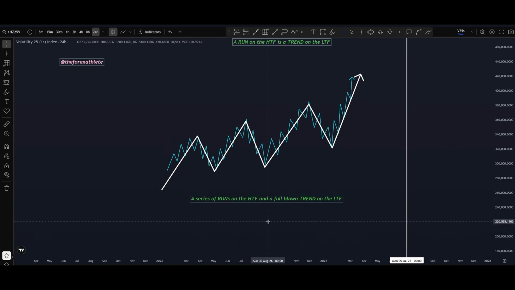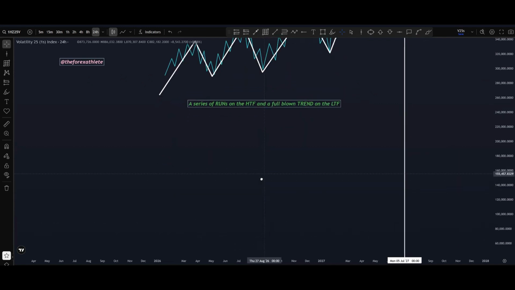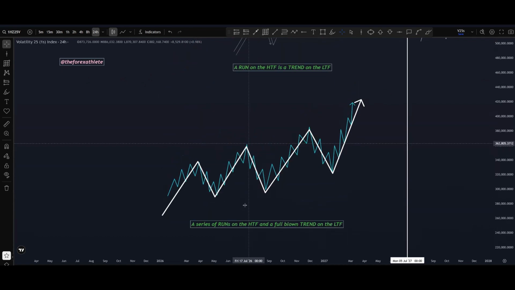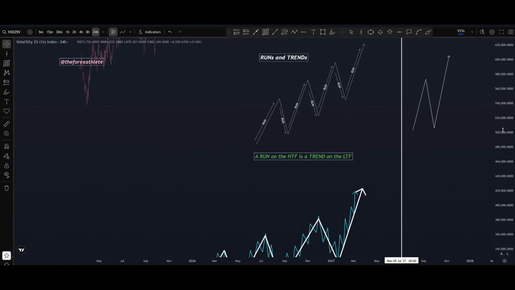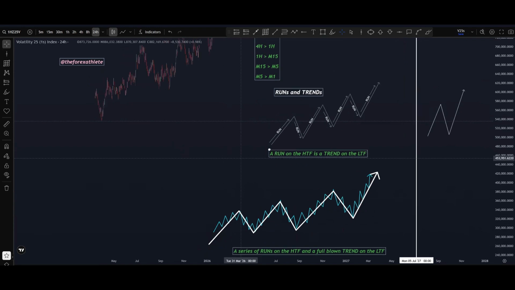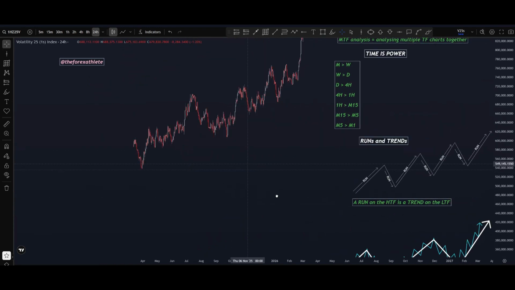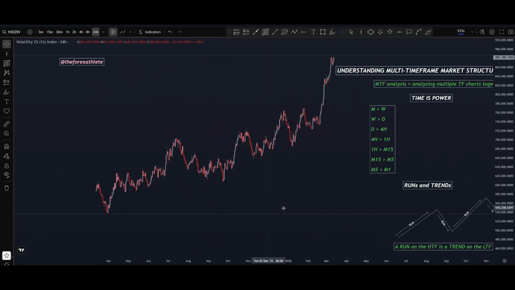Once you understand this, that is all you need to know about multi-time frame analysis. That's all you need to know about multi-time frame analysis. So now let's go into the chart and look at what we are talking about.